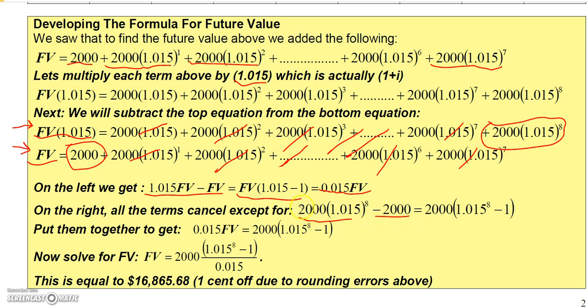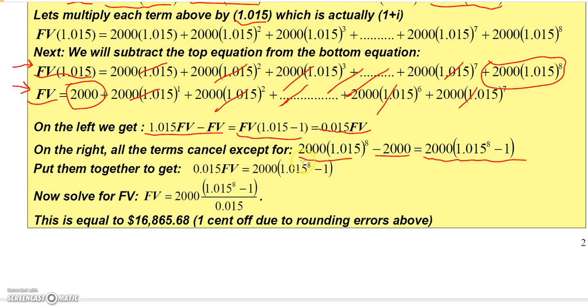And if I factor 2,000 out of these two terms, I get 2,000 times 1.015 to the 8th minus 1. So now put it together. On the left, I got 0.015 times future value. On the right, I get 2,000 times this. Now if I divide both sides by 0.015, I get a formula for future value. And that formula is just 2,000 times 1.015 to the 8th minus 1 all over 0.015.